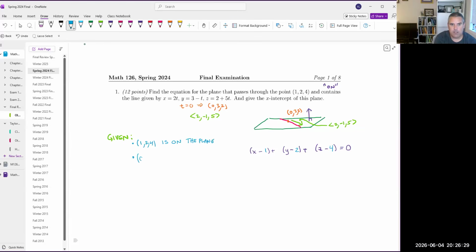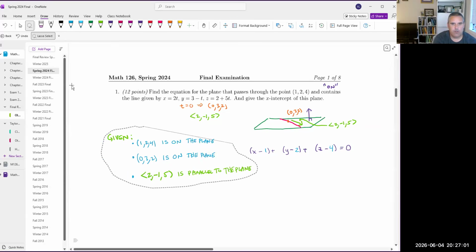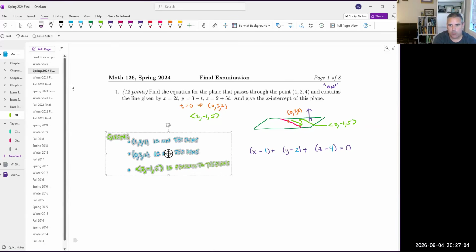We were given that 0, 3, 2 is on the plane. We were given that 2, negative 1, 5 is parallel to the plane or on the plane. But for vectors, we tend to say parallel to the plane. So the point of me drawing that picture is to make sure I understood that's what they gave me.